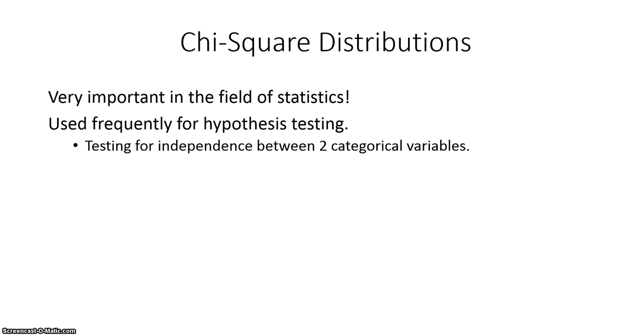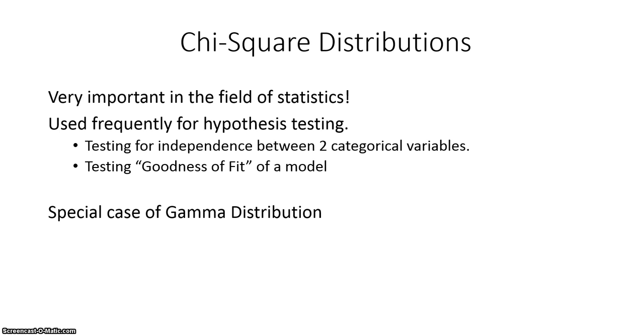One place you may have seen a chi-square test in a previous class is for testing for independence between two categorical variables. For instance, is hair color independent of gender? Another place you might see it is for testing goodness of fit of a model, and there are many other applications as well.